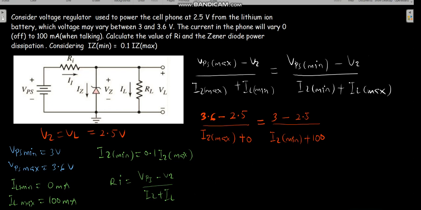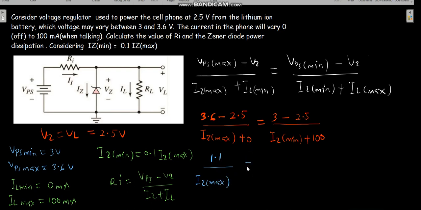So which one do you want to find first? You can find any of them first here. We've been given that Iz minimum equals 0.1 Iz max, so we can do some substitution here. Wherever we see Iz minimum, we can substitute this there. So that will be 3.6 minus 2.5, let's simplify this, that will give me 1.1 divided by Iz max, plus 0.